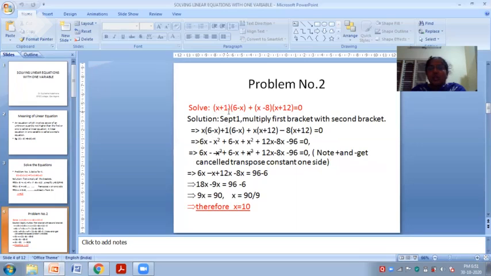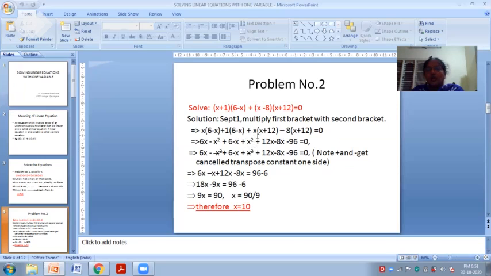So first we have to multiply these two brackets. That is x into x, then 6 minus x, plus 1 into 6 minus x. Next, come to this side: x into x plus 12, and then minus 8 into x plus 12. So take the inside: 6 into x is 6x, x into x, how much? x square. Next, 6 into 1 is 6 only, and plus 1 is there, here minus 1x is there. Therefore, it becomes minus x.